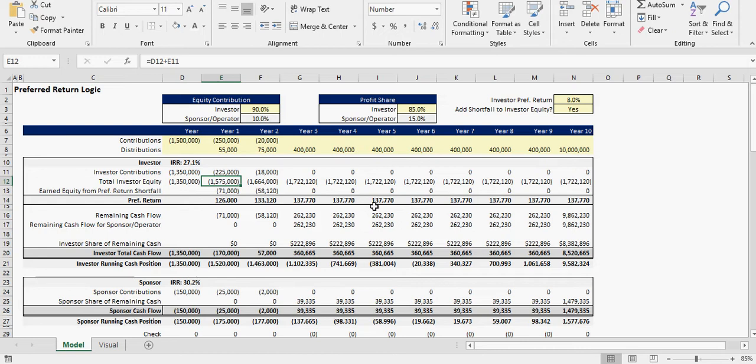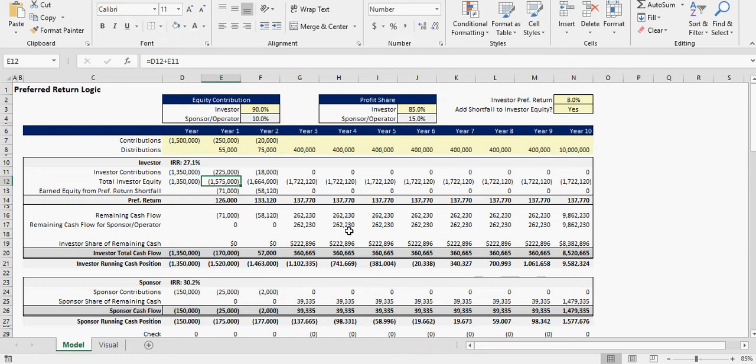So it's really easy to understand, and a lot of joint ventures will probably be using something like this if they're not using the more complex waterfall models with hurdles. It just depends on the deal and what the investor is willing to do and what the sponsor is willing to do. So this just presents a different way to split up cash flows.